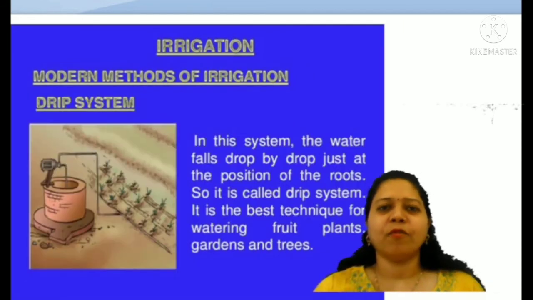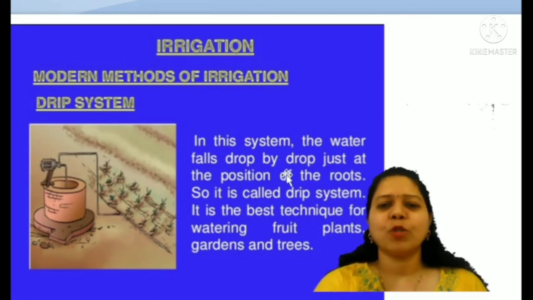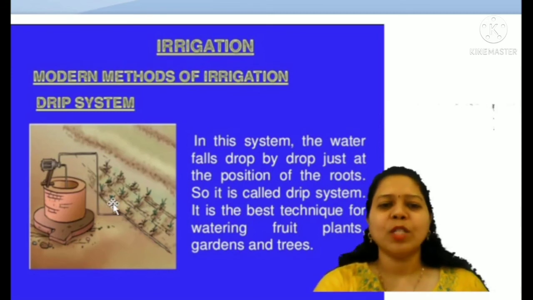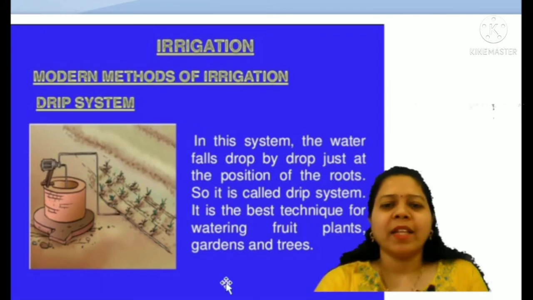The second modern method for irrigation is the drip system. In this system, the water falls drop by drop just at the position of the roots, so it is called the drip system. It is the best technique for watering fruit plants, gardens and trees. Drop by drop, water reaches the roots of plants, so wastage of water is also prevented, and that's why this is the best technique for irrigation.